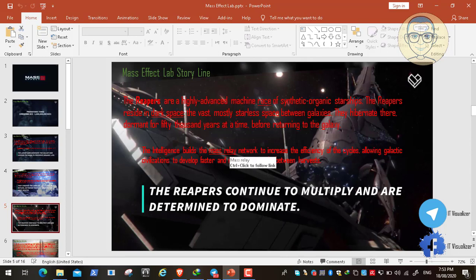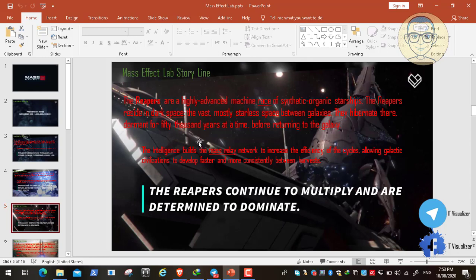Okay, so this mass relay is a type of transportation, transporting the Reapers from one place to another, and the distance between these two points is a large number of kilometers. The intelligence built the mass relay network to increase the efficiency of the cycles, allowing galactic civilization to develop faster and more consistently.